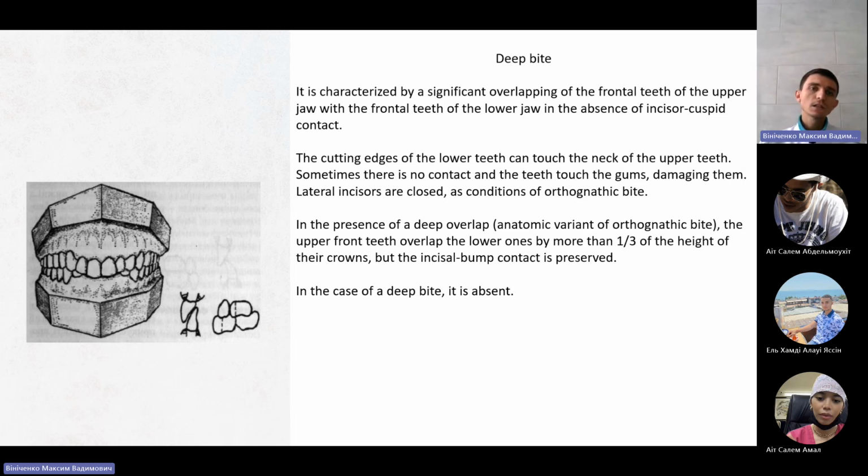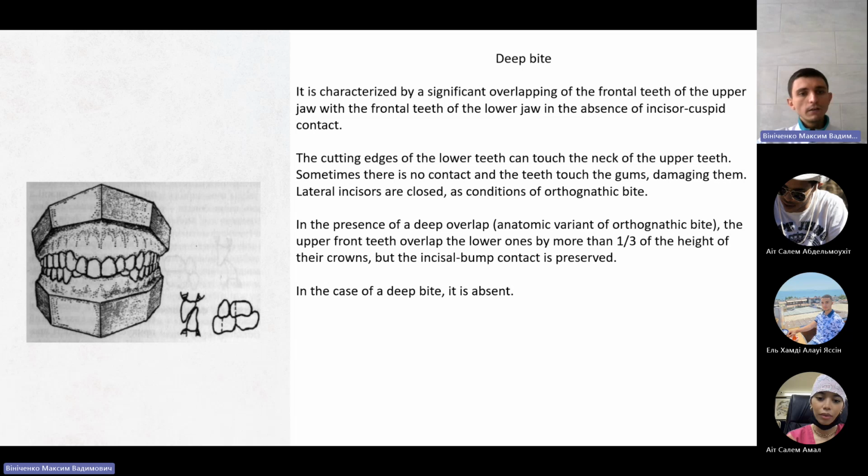Lateral incisors are closed as in orthognathic bites. In the presence of a deep overlap, the anatomic variant of orthognathic bite, the upper front teeth overlap the lower ones by more than 1/3 the height of their crowns, but the incisal-cusp contact is preserved. In the case of a deep bite, it is absent.